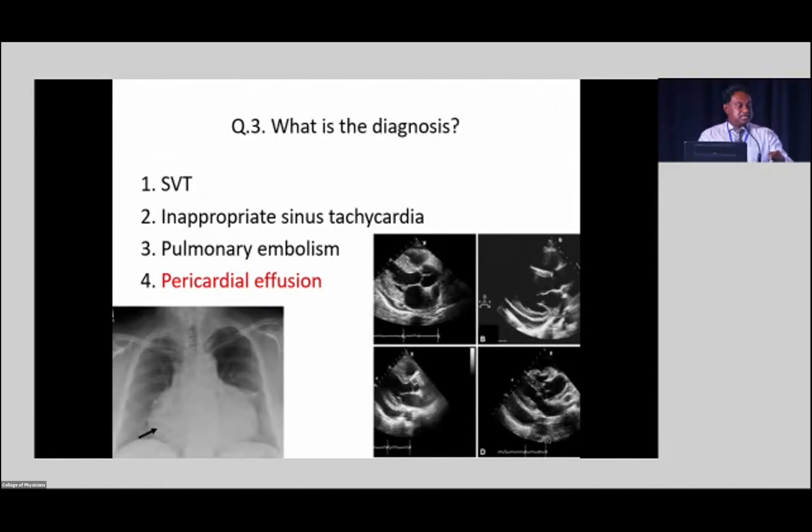This is a picture of a pericardial effusion, chest X-ray, increased cardiothoracic ratio with that kind of peculiar enlargement of the cardiac shadow.